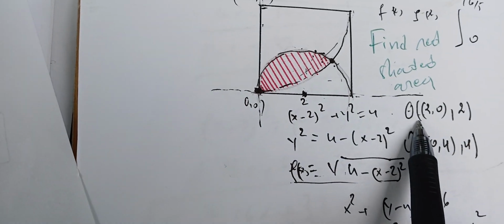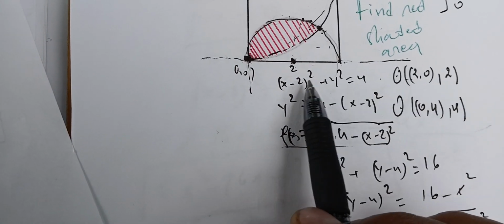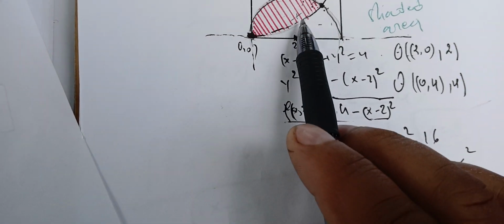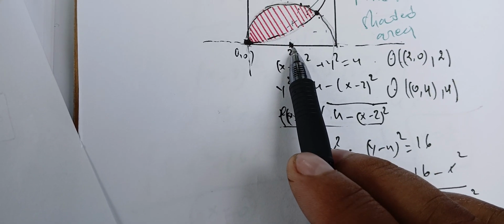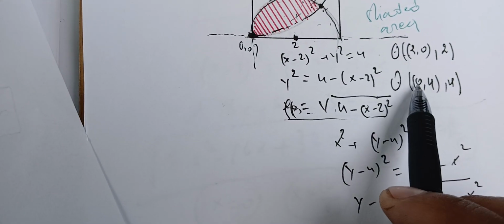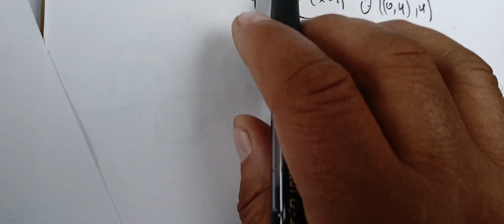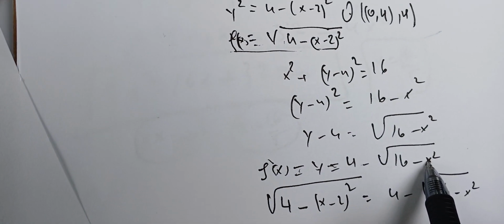So here, this is the circle centered at (2, 0) having radius 2. This is the equation. I solve for y and call this one f of x, and I took the upper part because that's the one that interests me. For the second circle, I found its equation to be this one, and I took the lower part, so it's going to be g of x equals 4 minus the square root of 16 minus x squared.